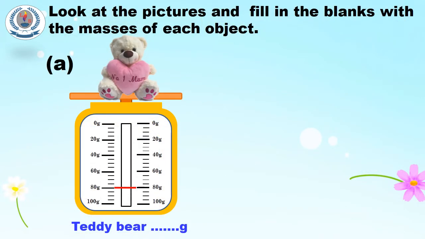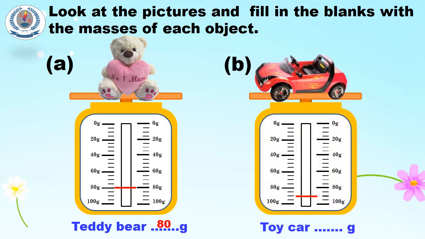Look at the pictures and fill in the blanks with the masses of each object. In the first example, you can see a teddy bear on the scale and the red pointer is at 80. So, the mass of the teddy bear is 80 gram. In the second example, shall we measure the mass of the toy car? Look at the scale and tell me the answer. Yes, you are correct. The red pointer is at 90. So, the mass of the toy car is 90 gram.